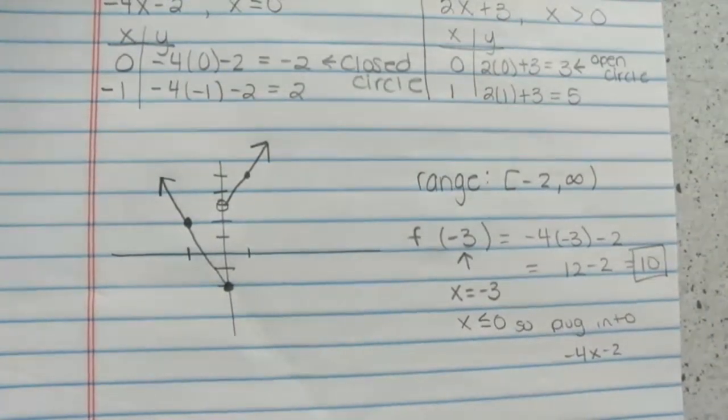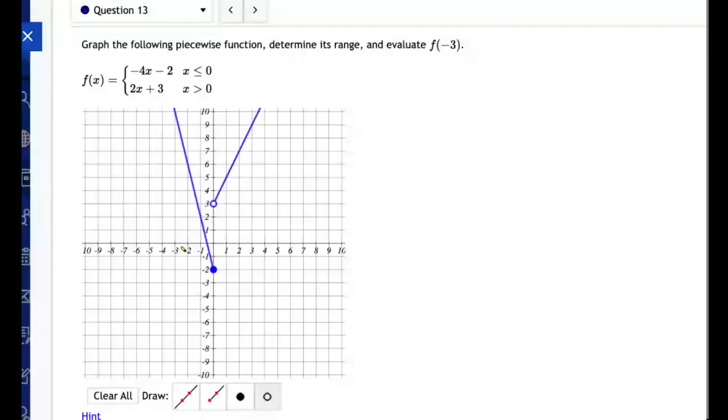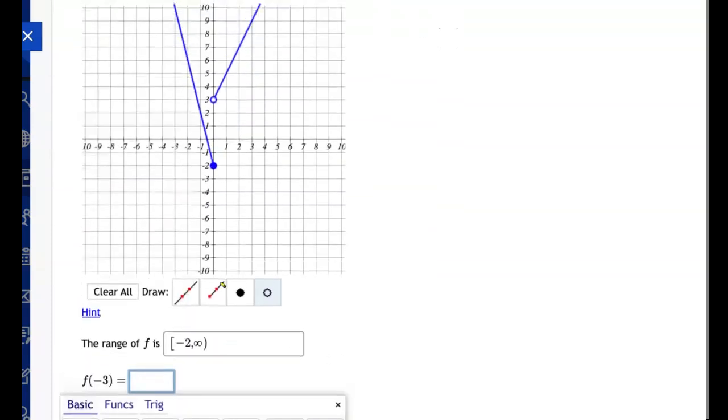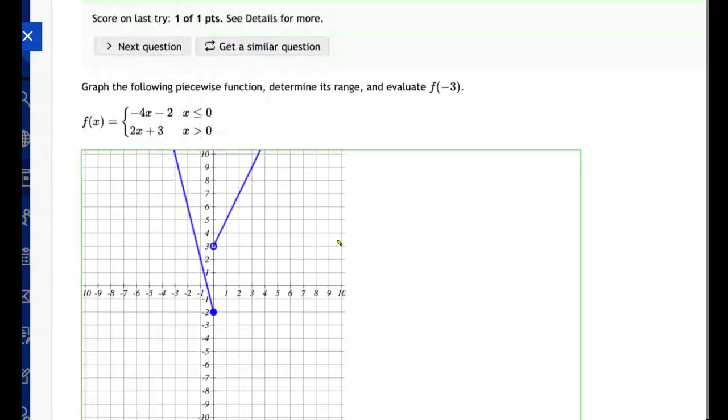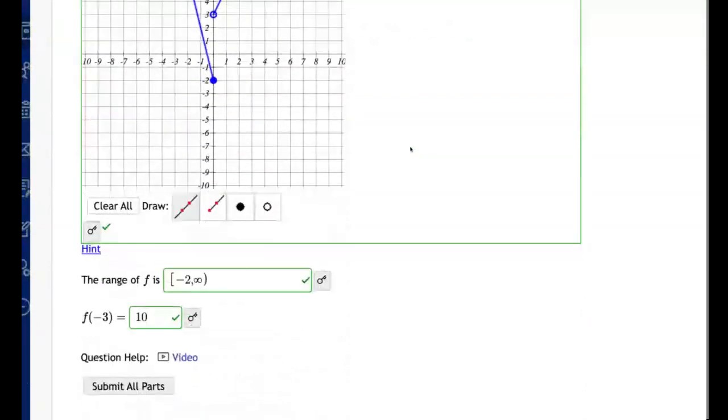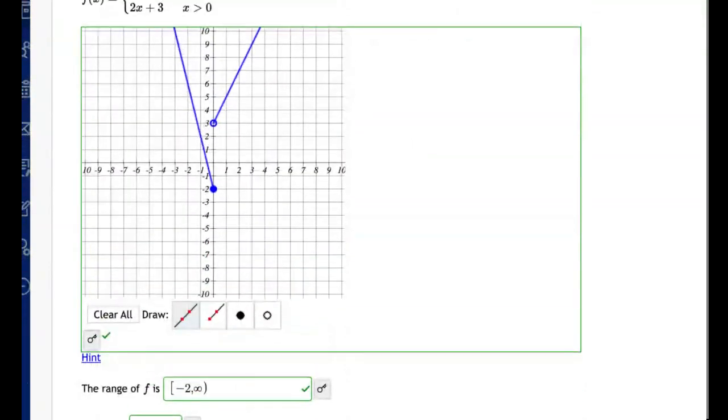If you also look at the graph, let's go back for a second. If you plug in -3, here's my graph, which hits at 10. So that's another way to do it. You can either do it graphically or plugging it in. Either way, you get 10. And that's it. So how could I help you with number 13?